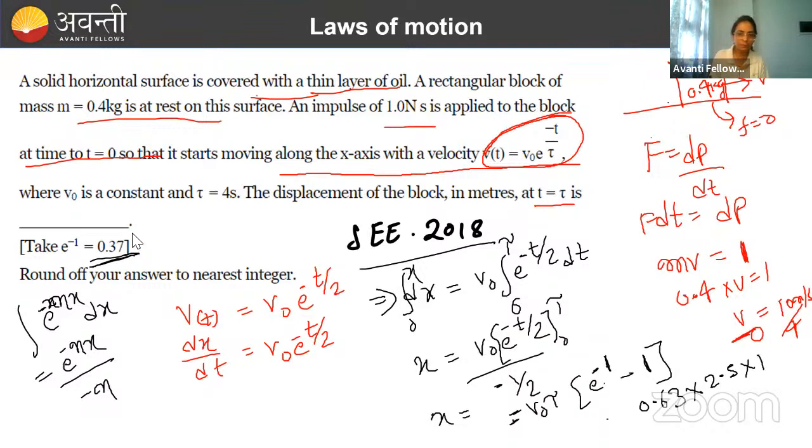2.5 into tau, which is 4. So 2.5 into 4 will be equal to how much? 10. So this will become equal to 6.3 seconds. So the answer will be how much? 6.3 seconds. Done. So I hope now you all must have got where you were getting wrong.